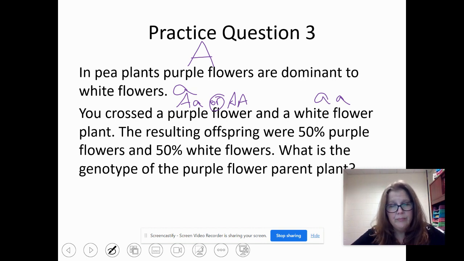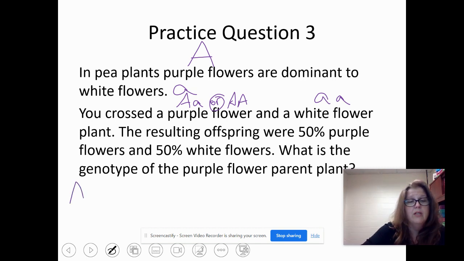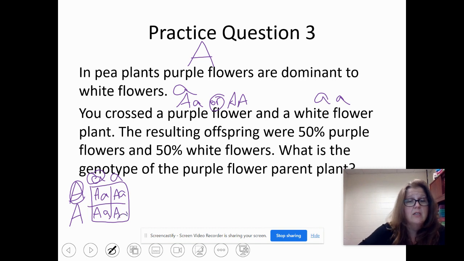So you have to determine which genotype would give you a mix of white and purple flower offspring. So do not assume that because it's a purple flower that it's automatically homozygous dominant, and I'm going to show you why. Because if this parent is homozygous dominant and the other parent is homozygous recessive, and some of you might be ahead of me on this, this parent can only give a dominant allele. This parent can only give a recessive allele. So every single one of these offspring are going to be heterozygous.